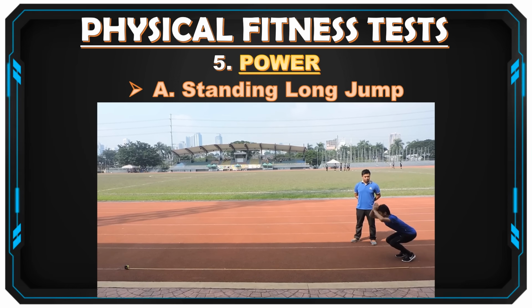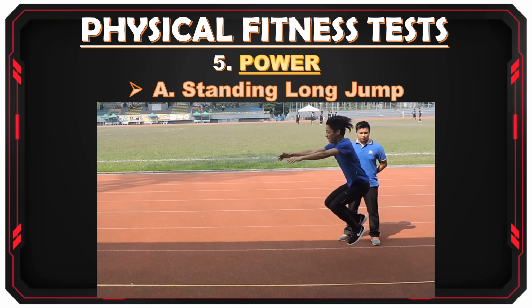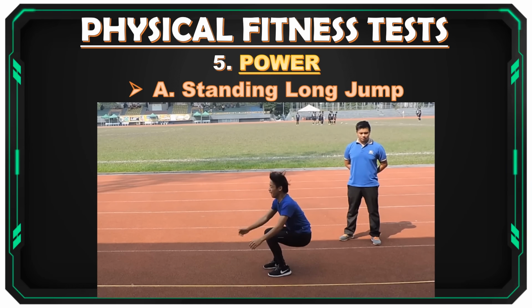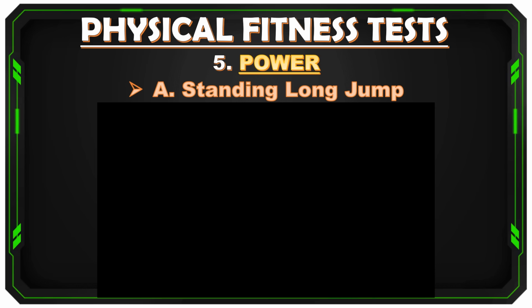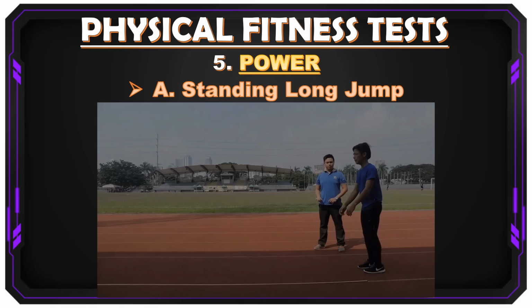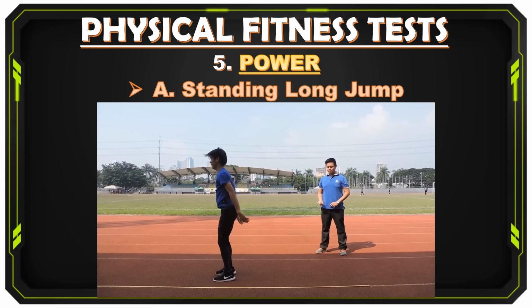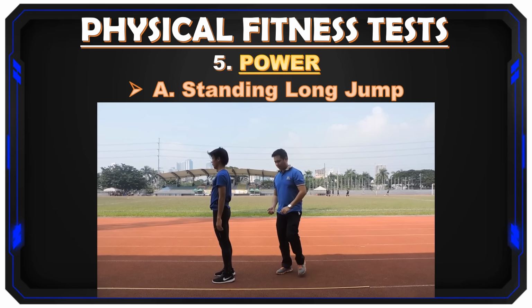Do not control the momentum of the jump. Continuously move forward. Perform the test twice in succession. For the partner, place 0 point of the tape measure at the takeoff line.